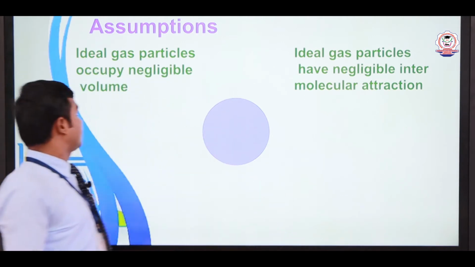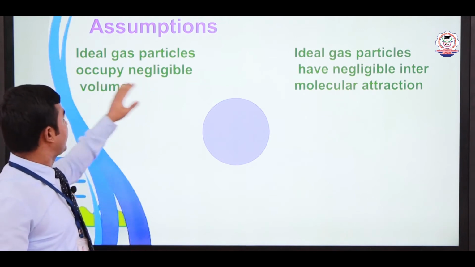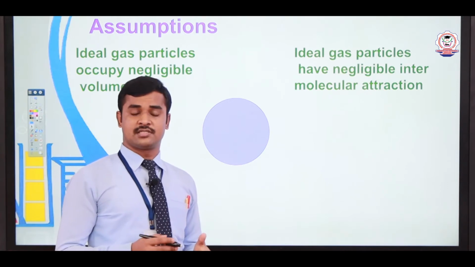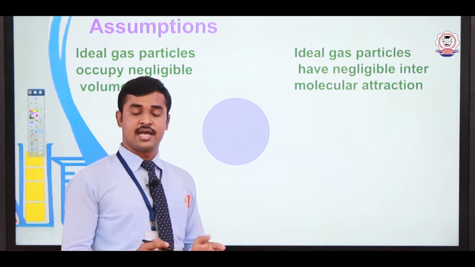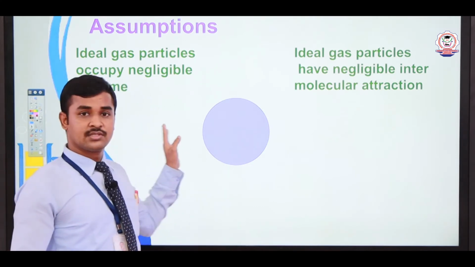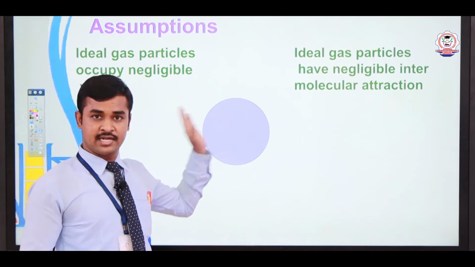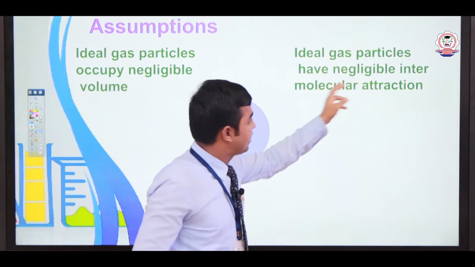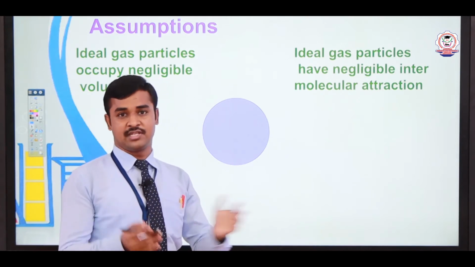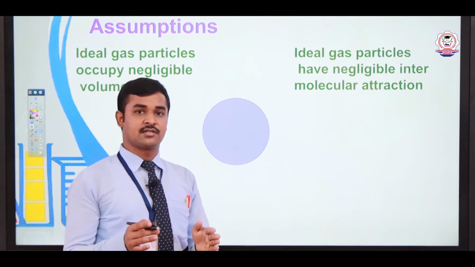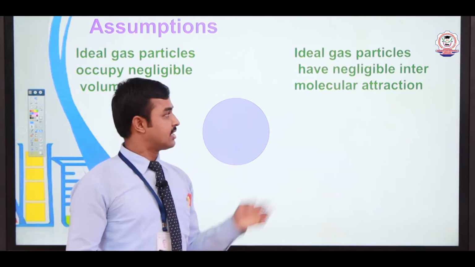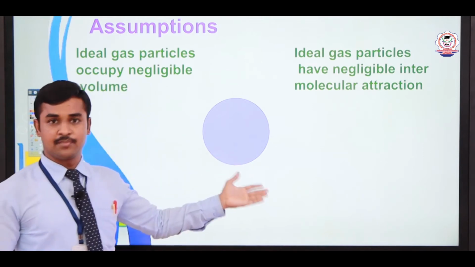First, you see the assumption. Ideal gas particles occupy negligible volume. That means ideal gas particles do not take up a particular space. They do not take a volume, so it is denoted as a characteristic of ideal gas. And ideal gas particles have negligible intermolecular attraction, so that means no attraction between the molecules. So ideal gases are especially different from the real gases, and their characters deviate from ideal behavior.